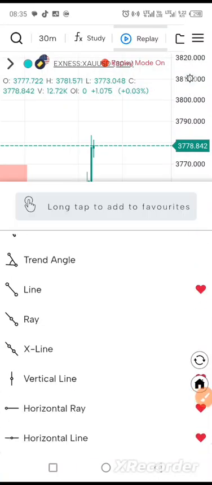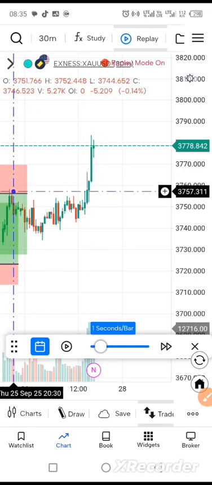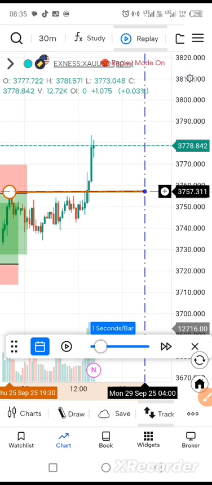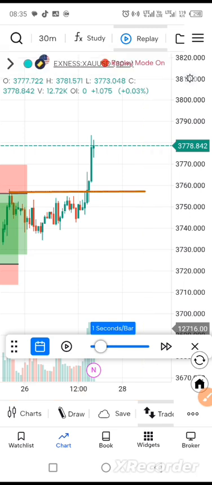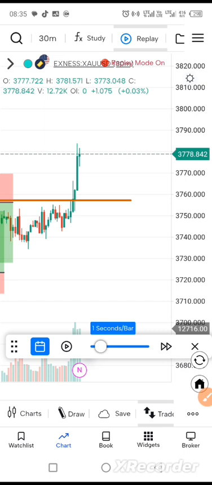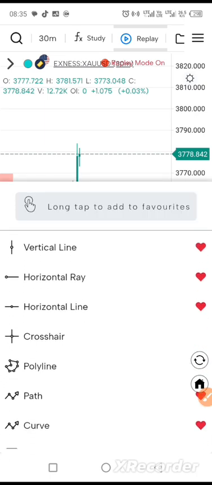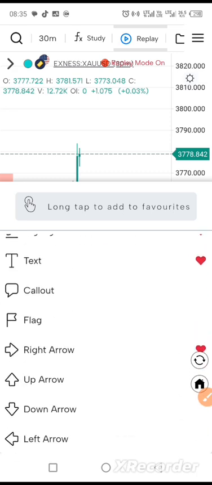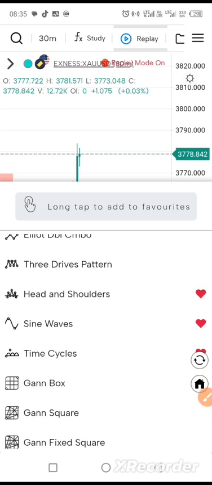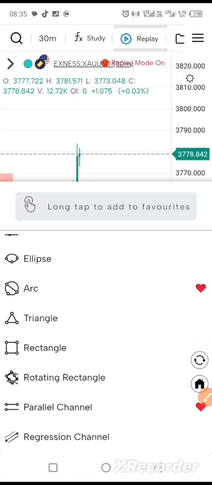I'm gonna draw this. That's a very important line, which shows the break of structure, and it's important because of this break of structure. Another important thing that you need to note is this space. There's a fair value gap. Looking for this.